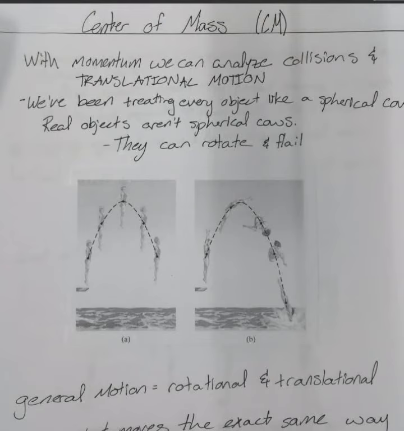Real cows aren't spherical. They can roll around like a ball. They can flail about like a person, like a toddler running from somebody that's trying to tickle them. They can flip and move and bend. One part of their body can go in one direction, the other part can go in the other.